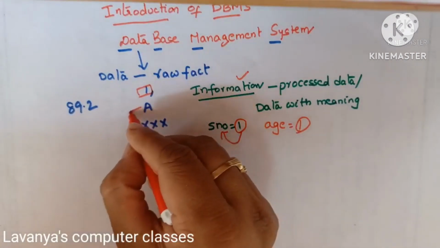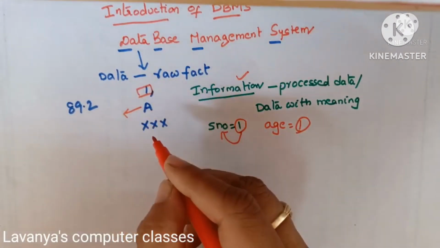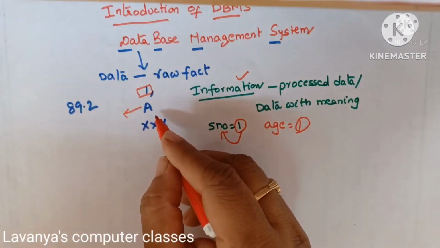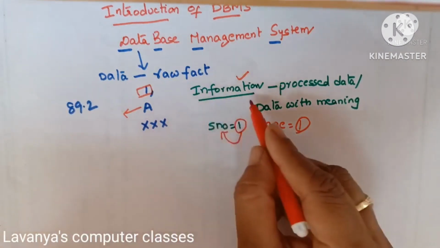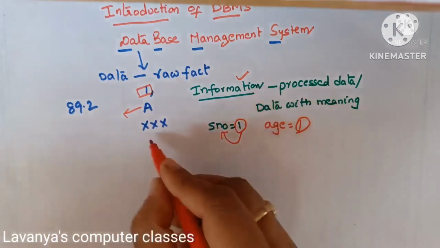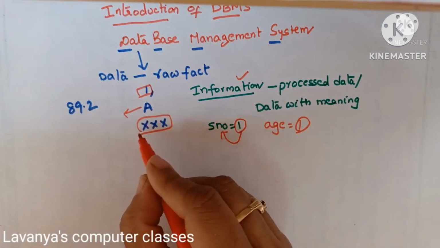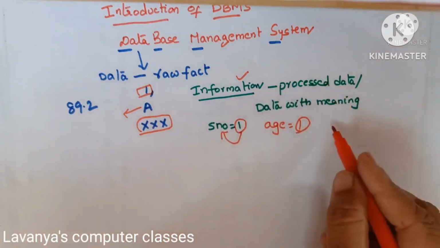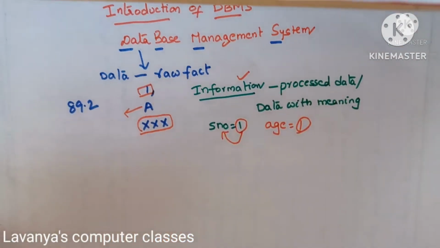Here A, what is A? A is a grade or A is a section. If we specify this is the section of one class, section A, that is called information. Triple X, what is triple X? Any soap name or any name or pass, whatever it is. So anything processed, data with meaning, is known as information.